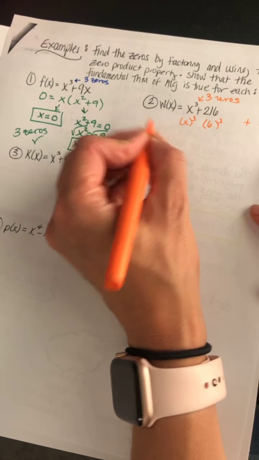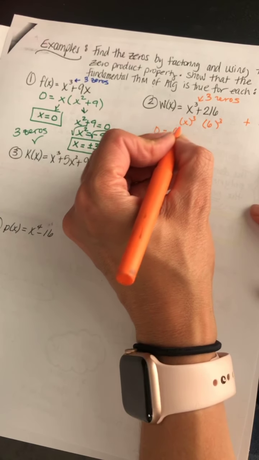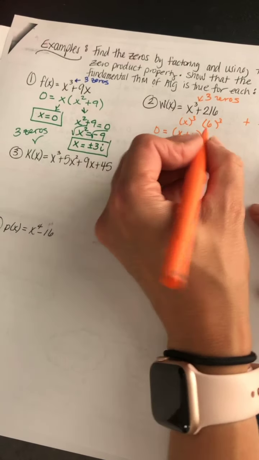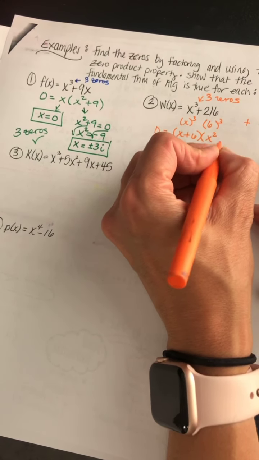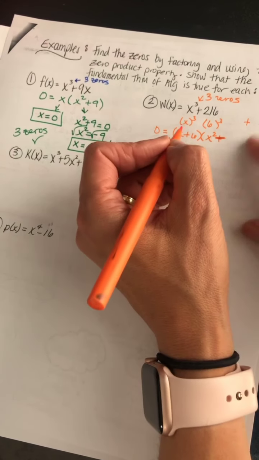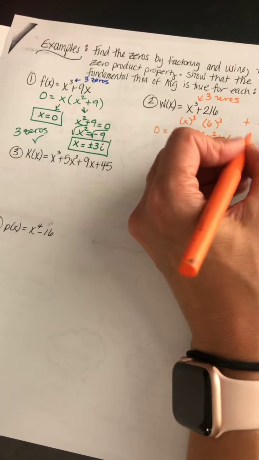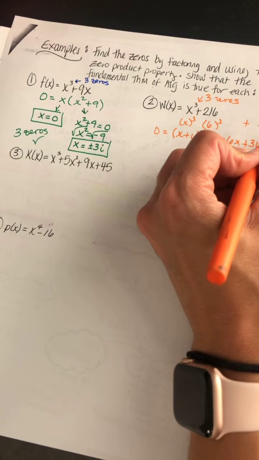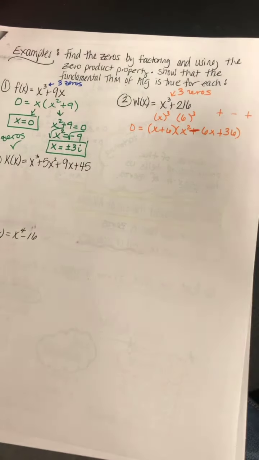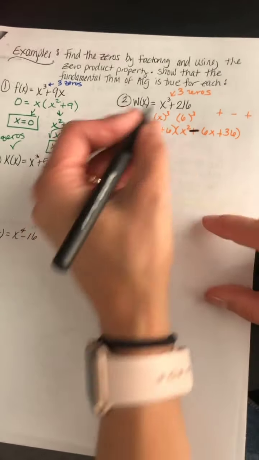Okay. So let's set the w of x equal to 0 because we're solving for the zeros. We're going to have a plus b, so x plus 6 times a squared, so x squared. Oops, it's supposed to be minus. My bad. Minus x times 6, and then plus 6 squared, which is 36. This is a minus sign. Let me go over it with a different color. Plus, minus, plus.